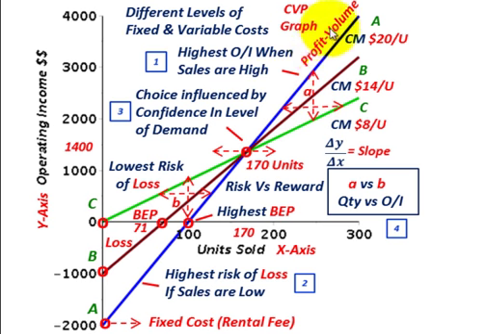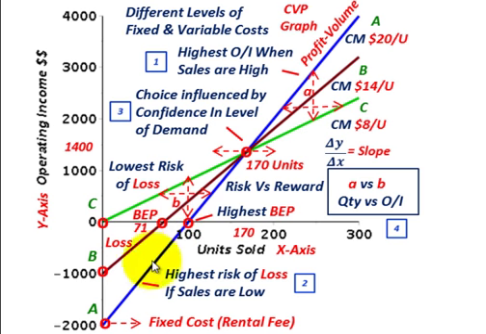So with option A, you're going to have the highest operating income when sales are high versus your other options. With option C, you're going to have the lowest operating income when sales are high. But if we look on the other side of that inflection point, just the opposite is true. So let's look at it in terms of our break-even point.